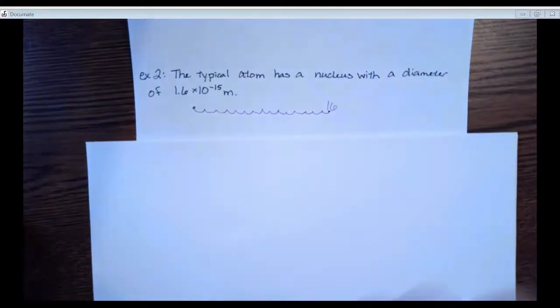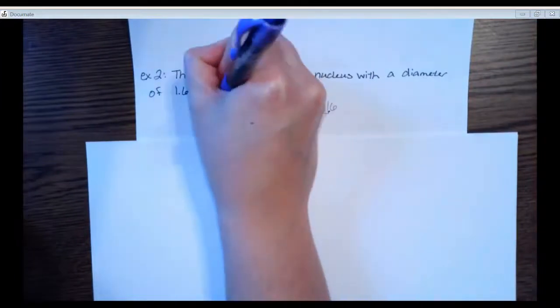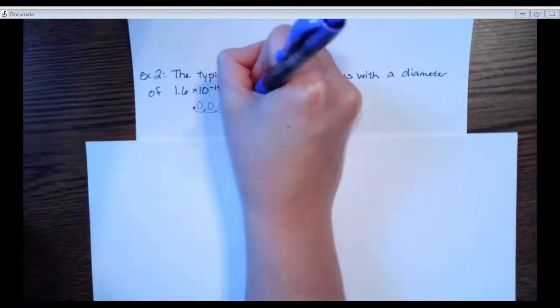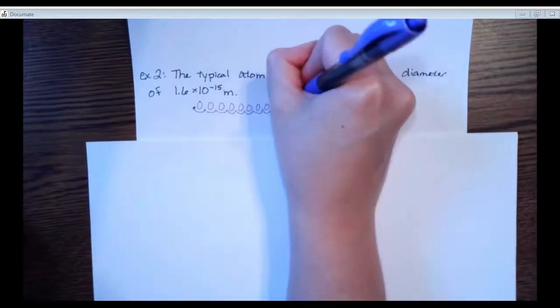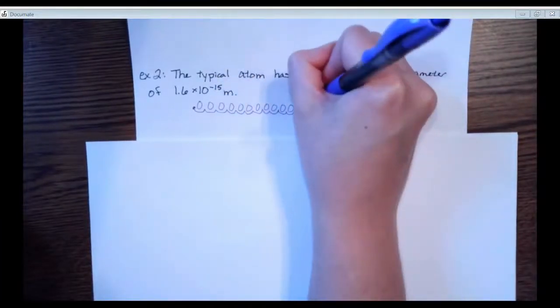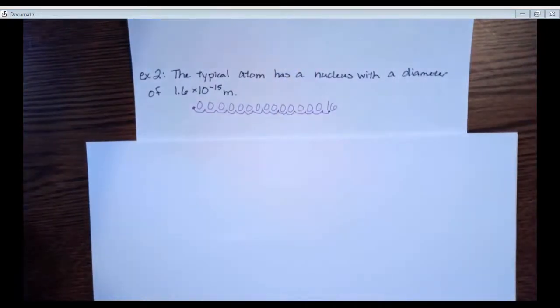Okay, so let's go ahead and fill it in with zeros. So 1, 2, 3, 4, 5, 6, 7, 8, 9, 10, 11, 12, 13, 14. Okay, so notice I have 14 zeros in front, not the 15. That's why we count the number of loops.